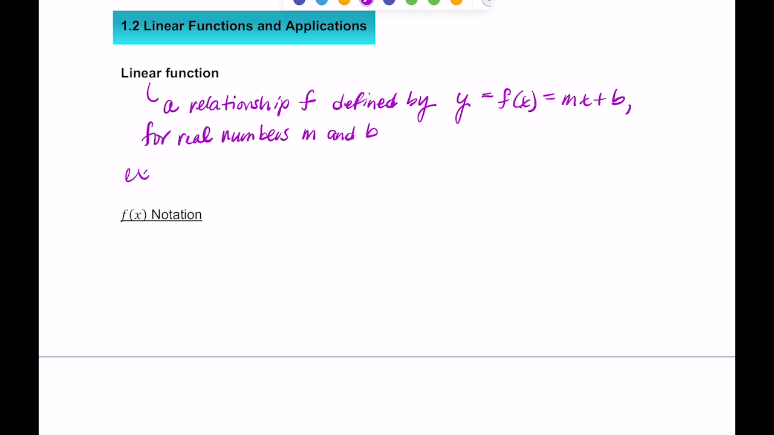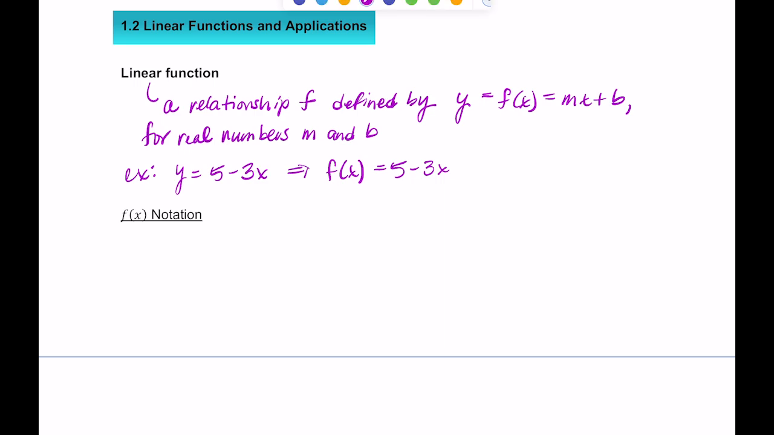An example could be y equals 5 minus 3x, which you can also write as f of x equals 5 minus 3x. So this is a linear function. I can see that my b value is 5, so that's my y-intercept, and my slope is negative 3. That's my m.